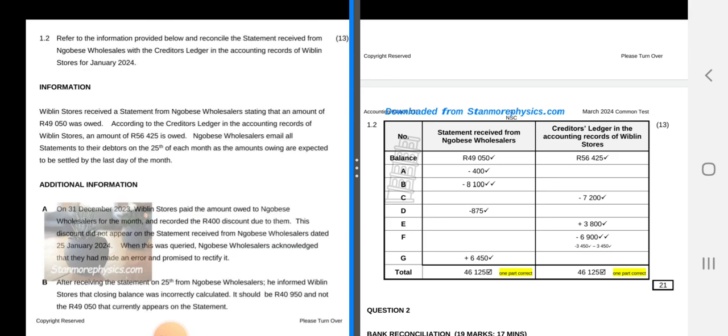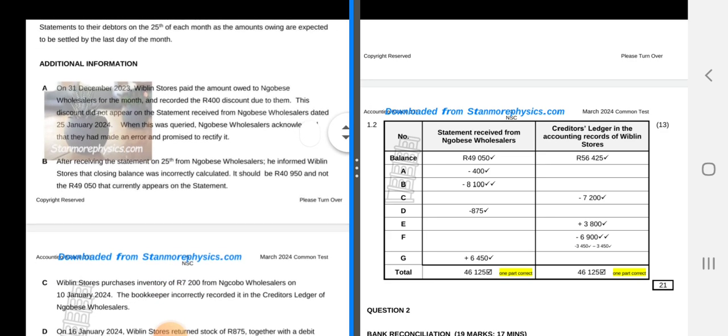According to the creditors ledger in the accounting records of Webin Stores, an amount of 56,425 is owed. So according to our books, as Webin, we owe Ngobeze 56,425. But Ngobeze says we owe him 49,050. So we have to check what went wrong so that these two accounts balance. Okay, that's why there are reconciliations, so that you compare your notes to those of the people who are giving you credit.